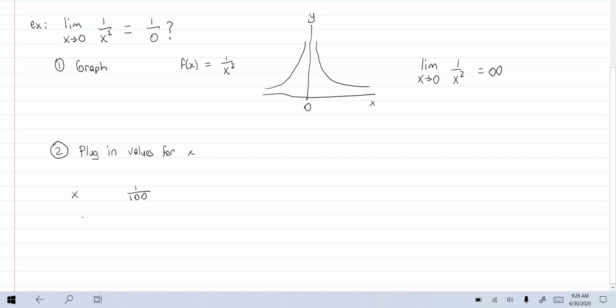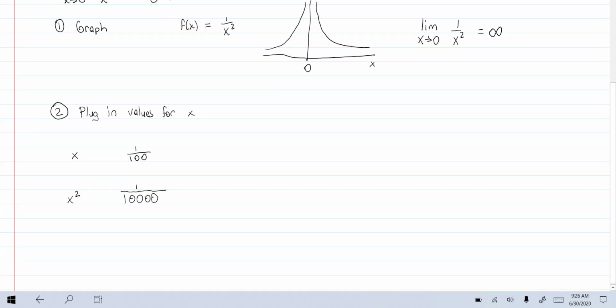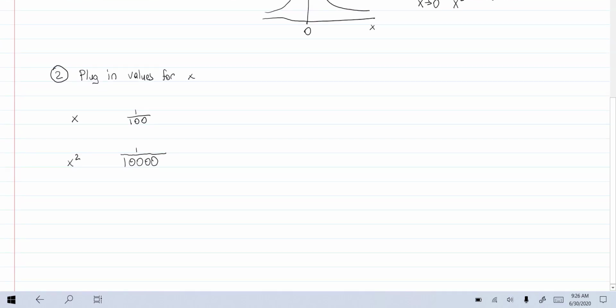Okay. So if x is 1 over 100, then x squared is going to be 1 over 10,000. And so then if we look at 1 over x squared, it's going to be 1 over 10,000.